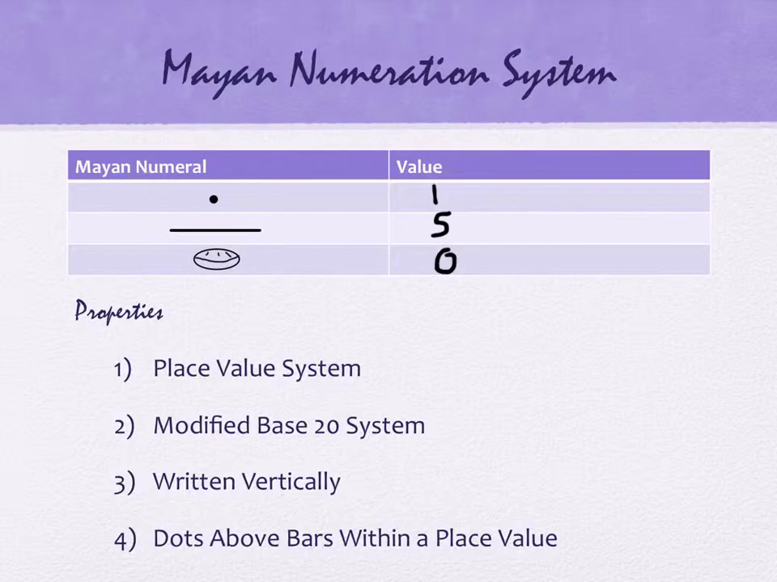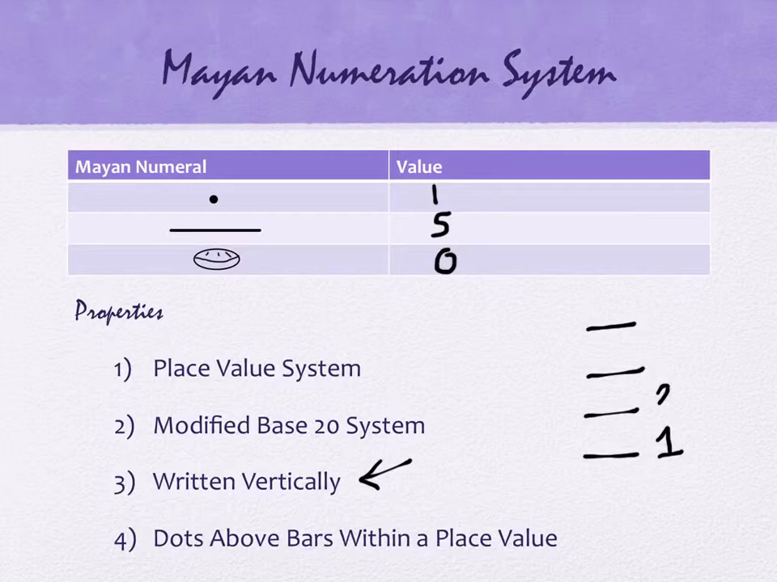So what does it look like? Well, it's written vertically, so let me make that comment first so that when I write this, it'll make sense. In our system, the lowest value is on the far right. In their system, the lowest value is on the bottom. So if you were writing the number 1 as the ones place, it would be on the bottom of the list of things we're going to write down. So moving from right to left, we're going to be moving from bottom to top. So this is the ones place. And this is a 20s place.